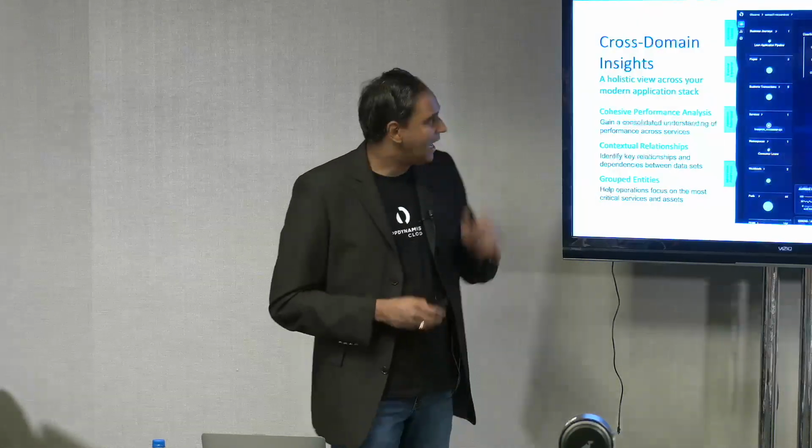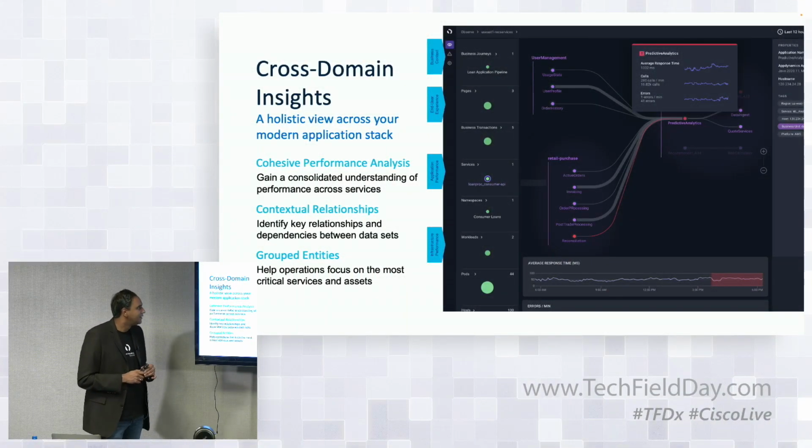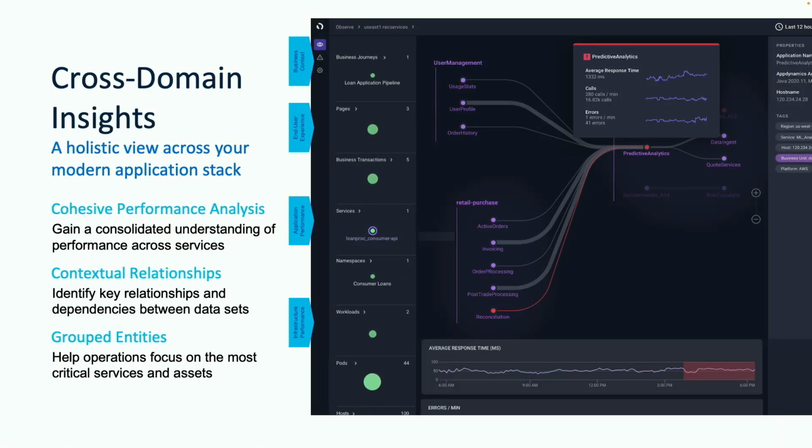So let me dive into each of these a little bit, then we'll get to the demo. In terms of cross-domain insights, let me walk through the picture that you see on the deck. It's a screenshot from the actual product. If you can pay attention to a couple of things: on the left side panel, you see a view all the way from business journeys into pages, into business transactions, to services, down to workloads and pods. And what this talks about is exactly this.